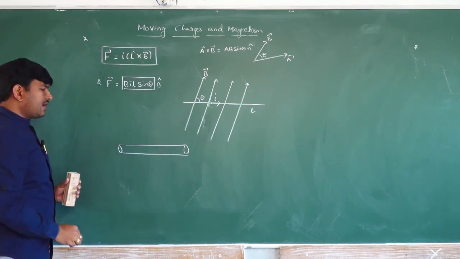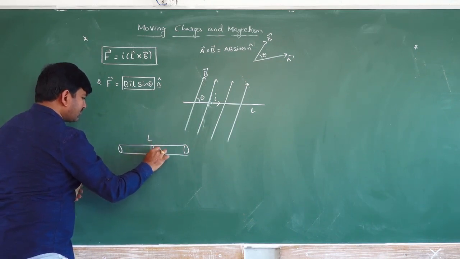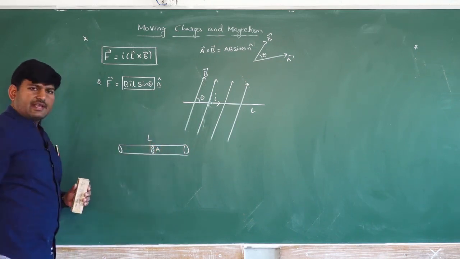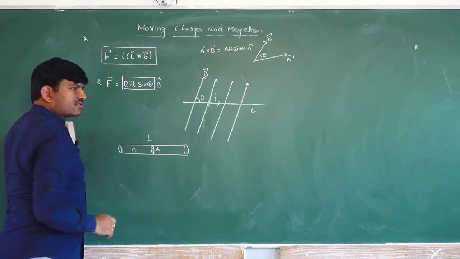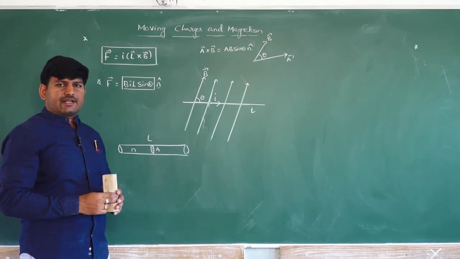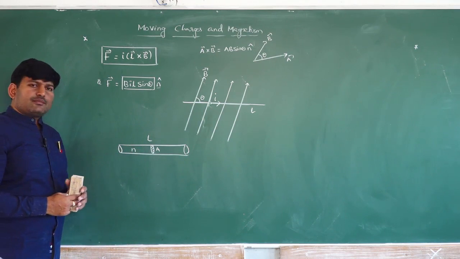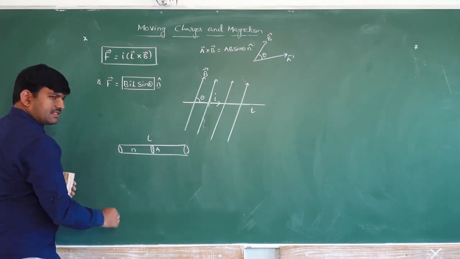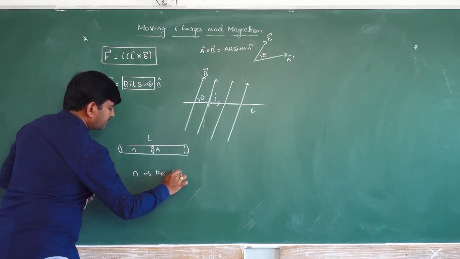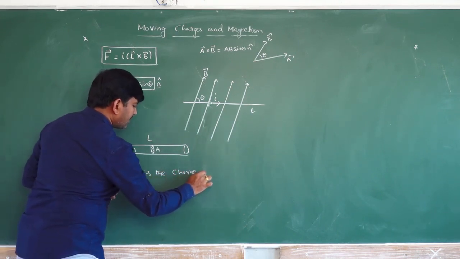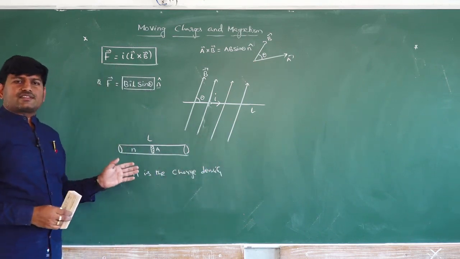There is a current carrying conductor of length L having uniform cross sectional area A. Let there be small n number of charges per unit volume of this conductor. So here small n indicates the number of charges per unit volume, or charge density. n is the charge density, which means the number of charges per unit volume.